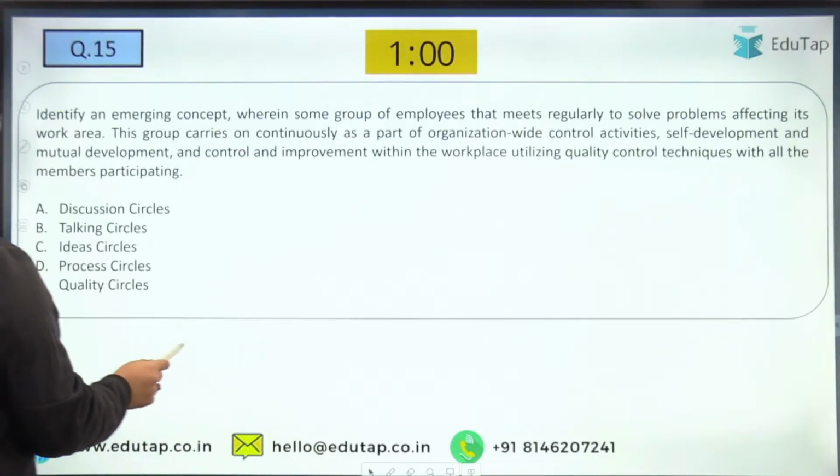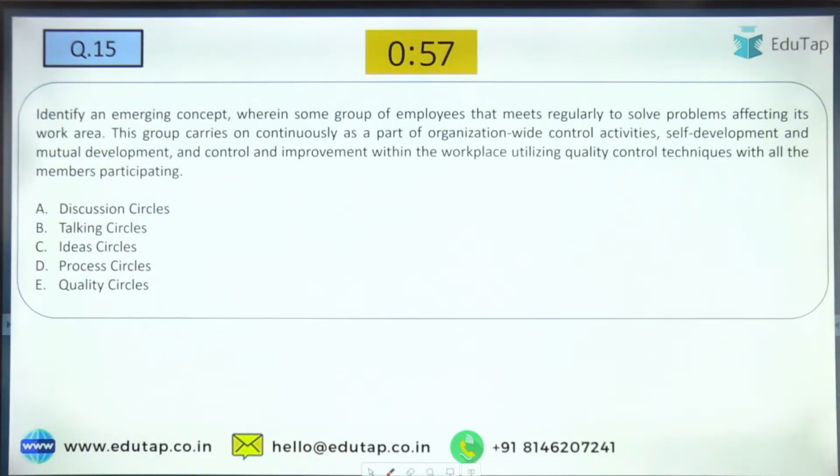Now let's move forward to 15. Question number 15. Now this can be a phase 1 and phase 2 question because this is directly based on concept. Identify an emerging concept where some group of employees meets regularly to solve problems affecting its work area. This group carries on continuously as a part of organization-wide controls, activities, self-development and mutual development, and control and improvement of the workplace utilizing quality control techniques with all members participating. What will be your correct answer for question number 15?